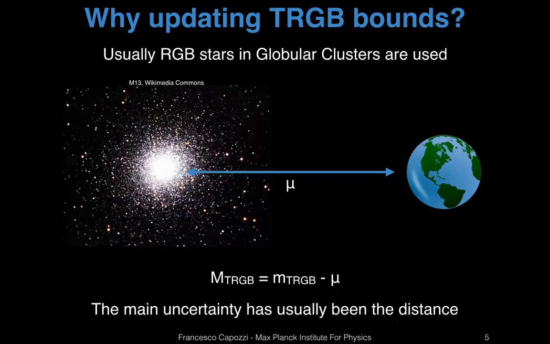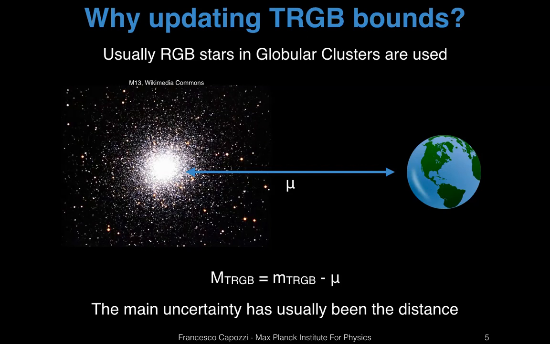Now, why do we want to update the constraints coming from the tip of the red giant? I mean, this is a very old topic. People have been focusing on this maybe starting from the '30s, '40s. So why do an update now? There are three main reasons for doing that.